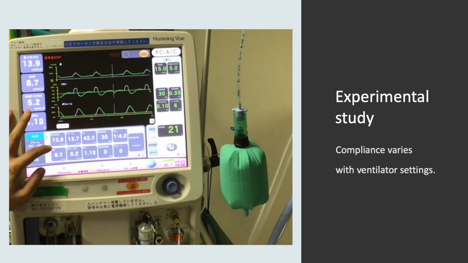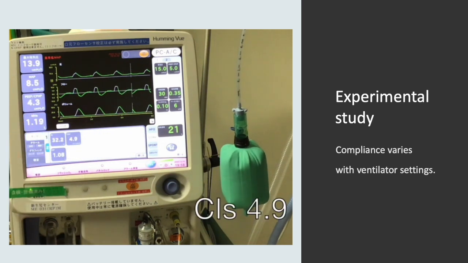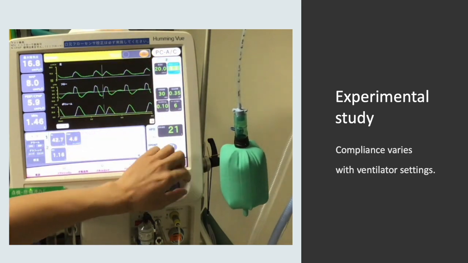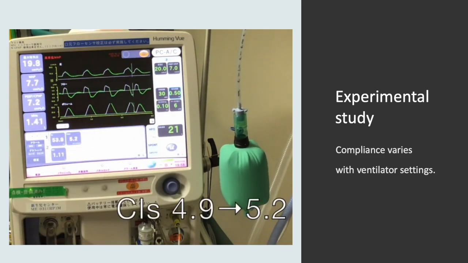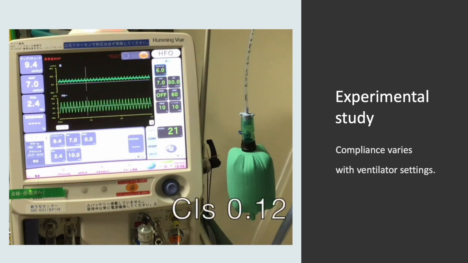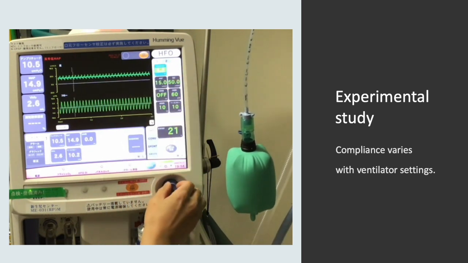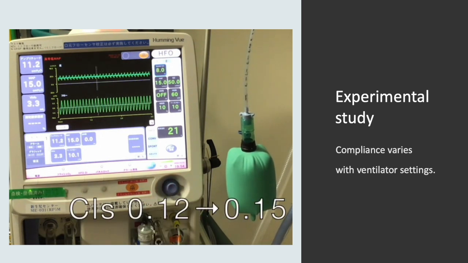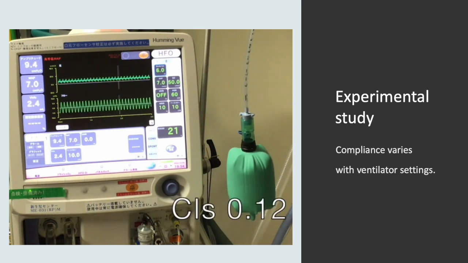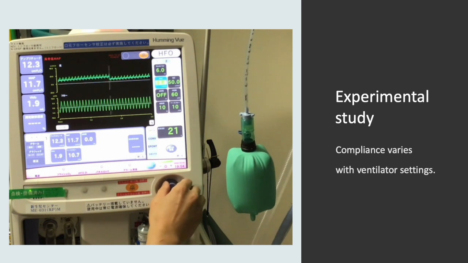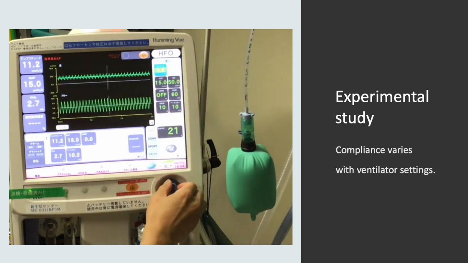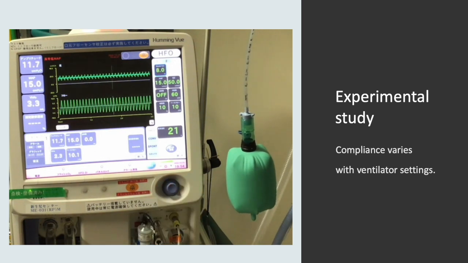Here we can see actual ventilation with a test lung attached to the ventilator. First, when ventilated with CMV, compliance was 4.9 at low settings. But when PEEP and PIP were increased, compliance increased to 5.2. Similarly, for HFO, compliance was 0.12 at low settings, but increased to 0.15 when MAP was increased. Just as a balloon tends to become more inflated when it is blown up, we have confirmed that the compliance of both CMV and HFO changes with changes in pressure.